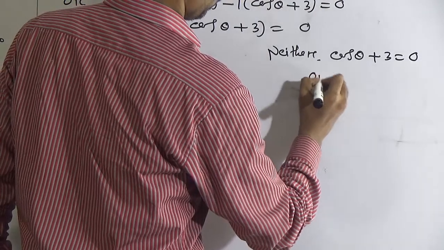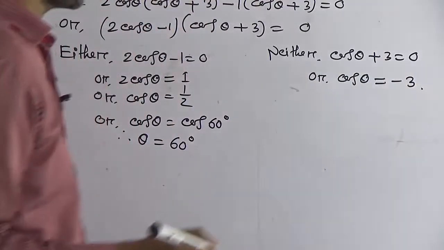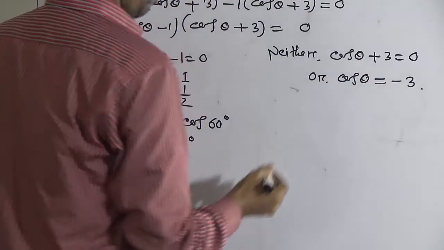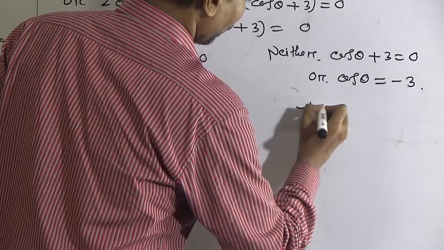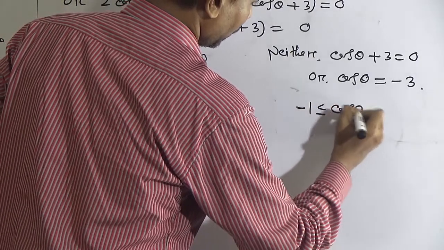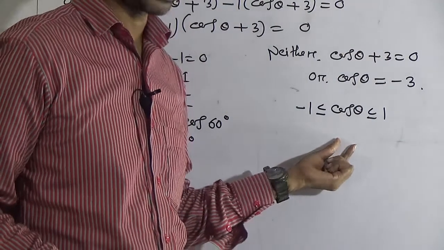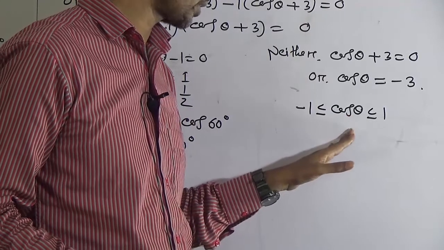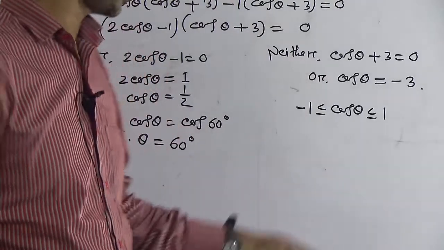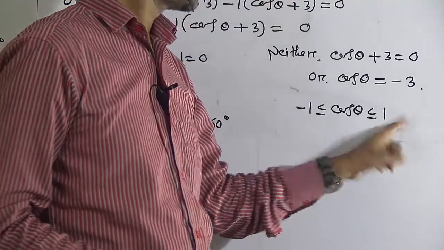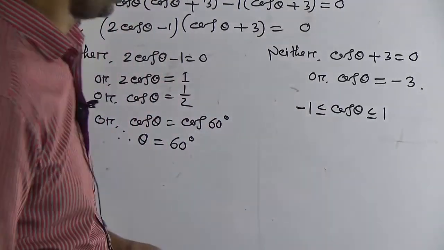Now look, cos theta will be minus 3. Student, we know the maximum value of cos theta: minus 1 is less than or equal to cos theta, which is less than or equal to 1. That means this is the range of values for cos theta. But you see here, this is minus 3, so cos theta equal to minus 3 is not valid.